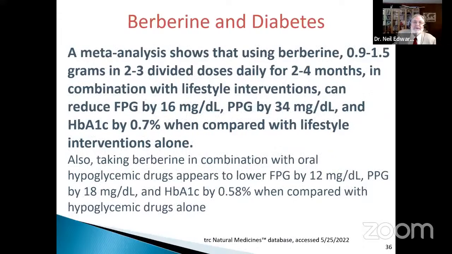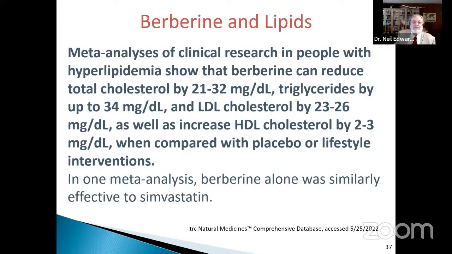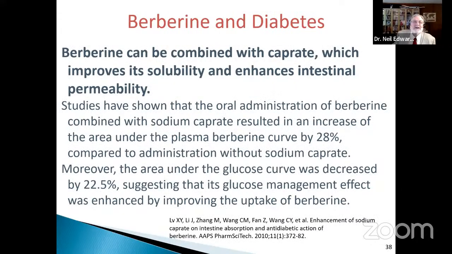So taking berberine, usually about 1 gram to 1.5 grams per day in divided doses for 2 to 4 months, can reduce the fasting blood sugar, the postprandial blood sugar, and hemoglobin A1C. But if you combine it with oral hypoglycemic drugs, it does improve those measurements additionally compared to what the drugs alone can do. And berberine can also reduce blood lipids and is similarly effective in one meta-analysis to a statin drug. So you might get some beneficial side effects as opposed to negative side effects.